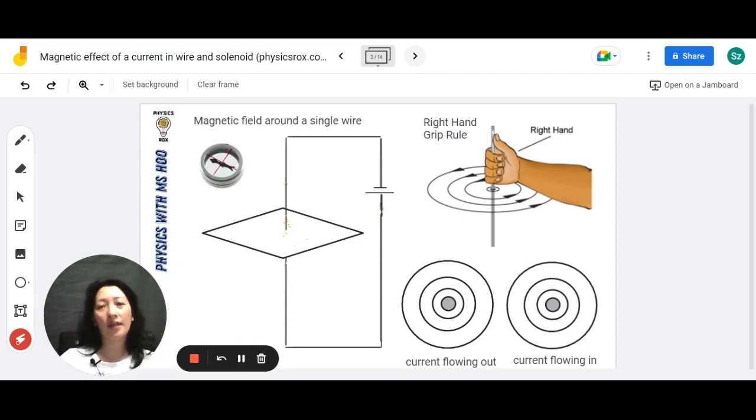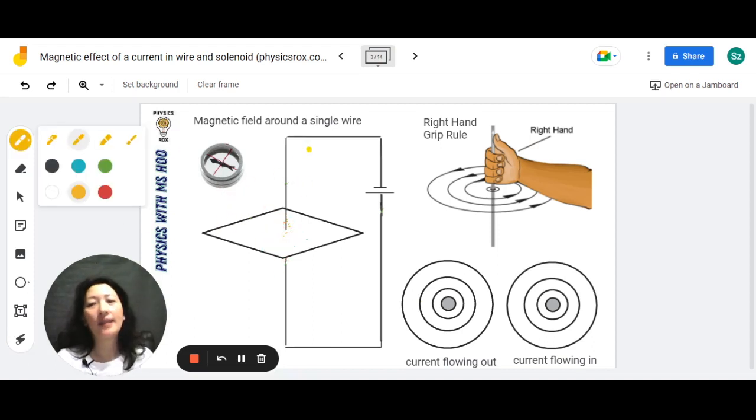I hope you have managed to observe this activity in your school lab. I have not included the video in here because I'd like to focus on the theoretical aspect so that you will know how to answer the questions in your paper. Now let's look at the diagram on the left first. Over here, we have a complete circuit and we've got the wire that we put through a piece of cardboard. What we'll do is scatter iron filings around the wire to see what happens.